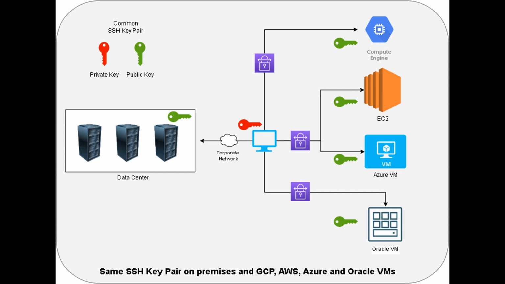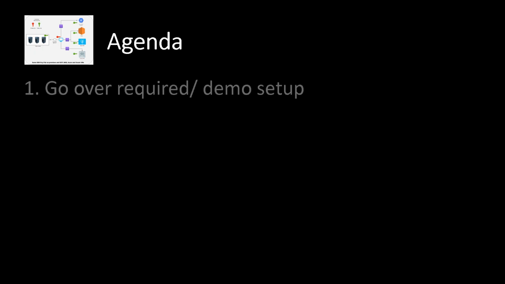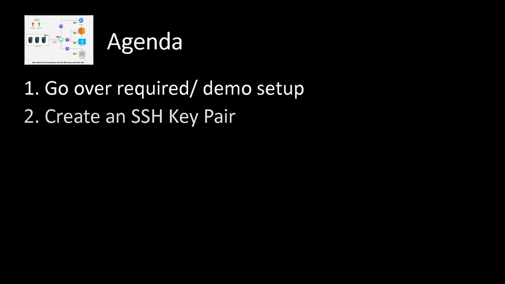All right, before we get going, let's look at the agenda for today. First we are going to go over the required demo setup. There's not a lot, but we'll go over that. Then we are going to create an SSH key pair on this laptop that I'm recording on. I'm using Windows 10, but in the blog that is linked in the description of this video, there will be instructions if you are using Mac or Linux. They should be fairly similar.